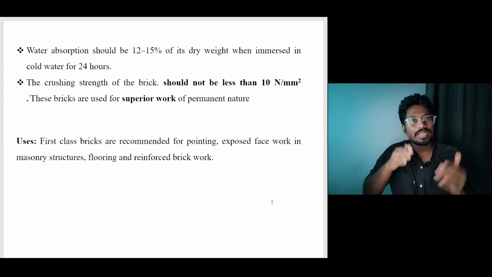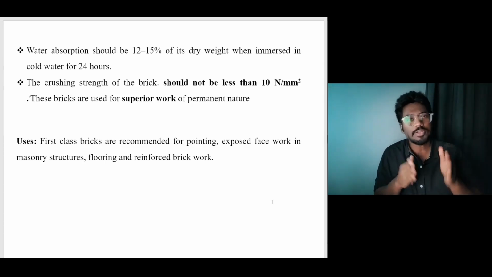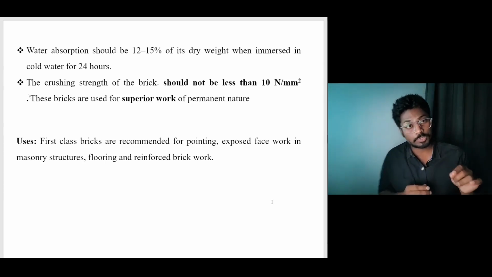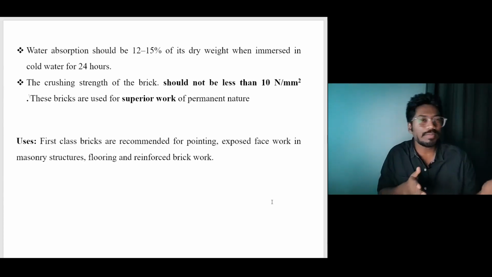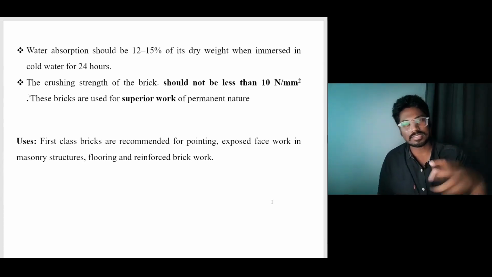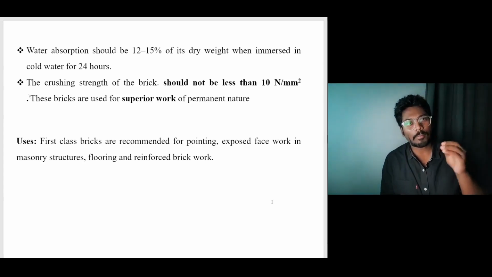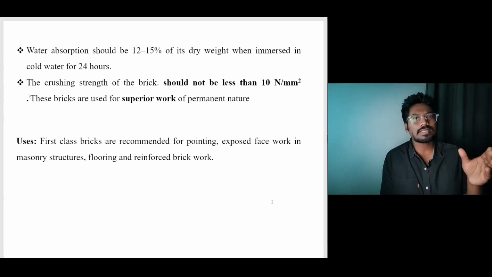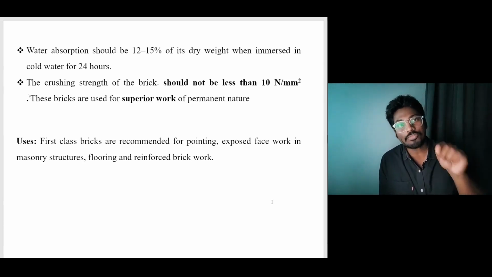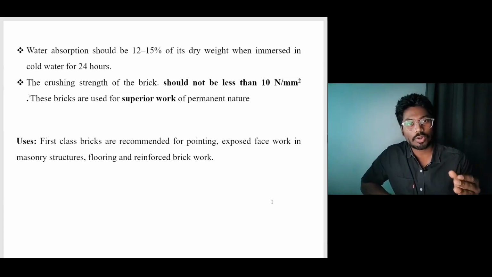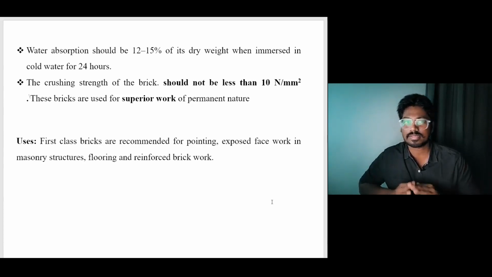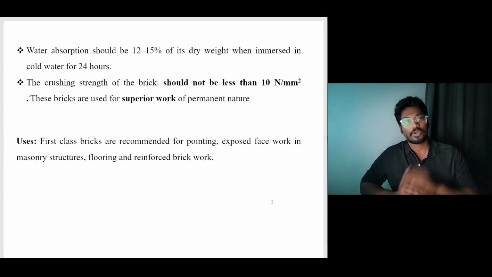Now, for a first class brick, the crushing strength should not be less than 10 Newton per mm square, and the water absorption level should be within the range of 12 to 15% of its dry weight. When that brick is immersed in water for 24 hours, the amount of water absorbed by that brick should be somewhere in between 12 to 15% of the weight of that brick when it is completely dry. Now, this is the standard quality of a first class brick. If these are met, we can classify that brick as first class brick, and it can be used for construction practices without any second thought.